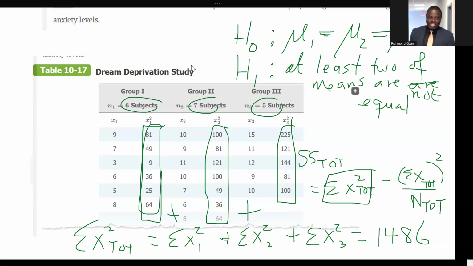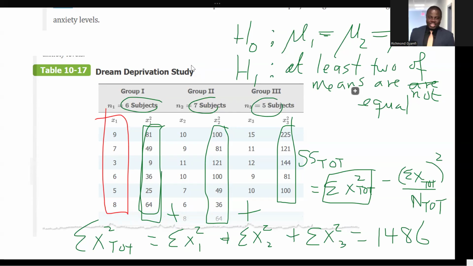So with that, I'm going to have 9 plus 7 plus 3 plus 6 plus 5 plus 8 plus, and then I keep going. You don't have to, you could keep going. You don't have to maybe do it for x1, x2, x3. I mean, you might need that for some of the other stuff we're going to calculate. That's why you want to break them down, break them up like that. But you could do it together. Add all of them, group 1, group 2, group 3.